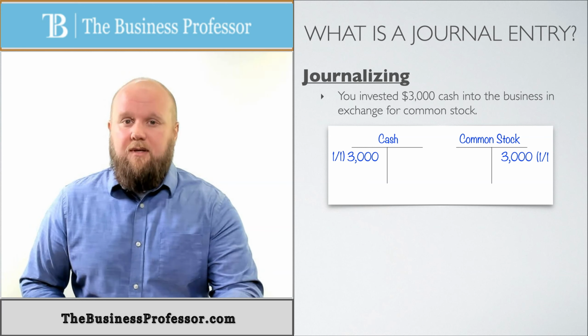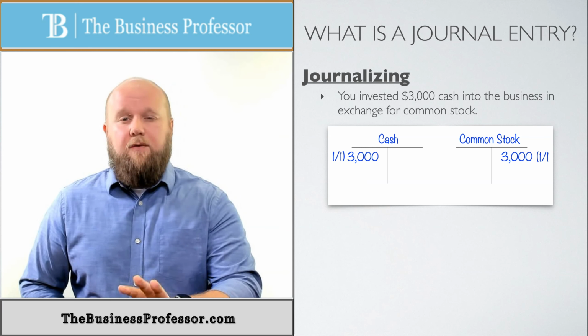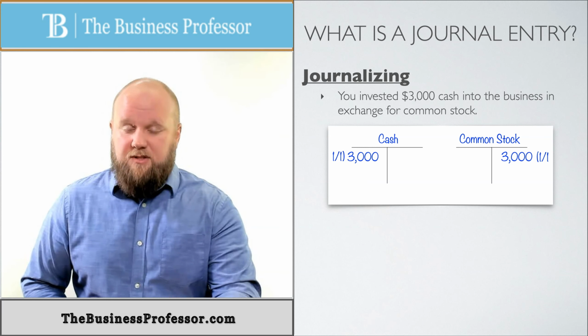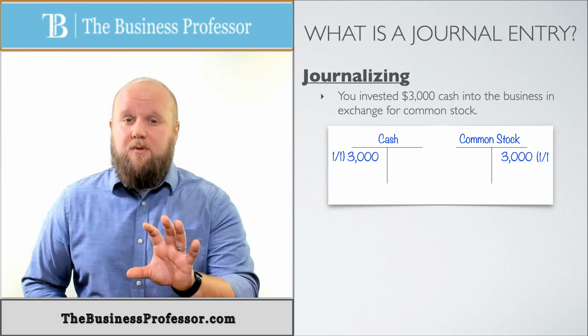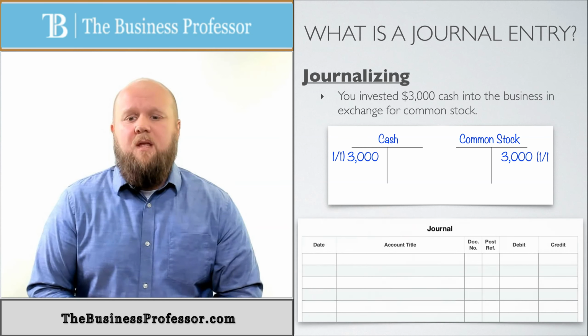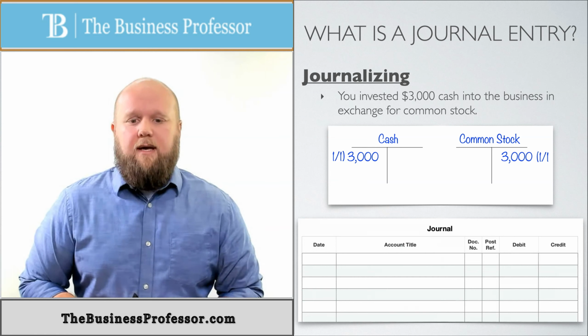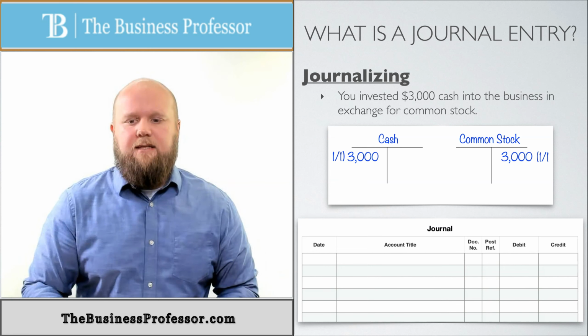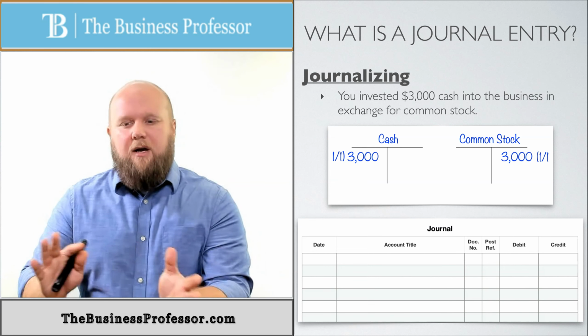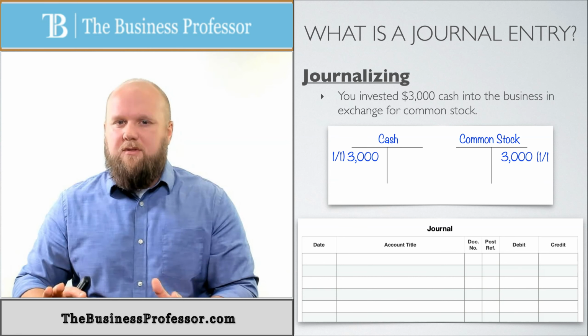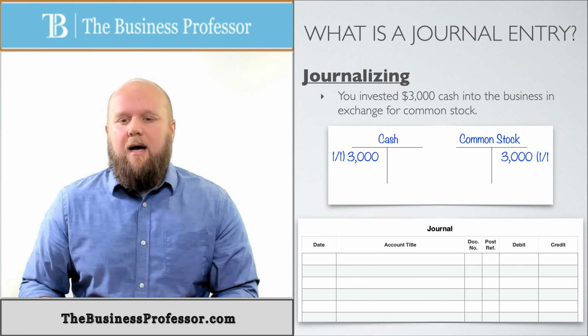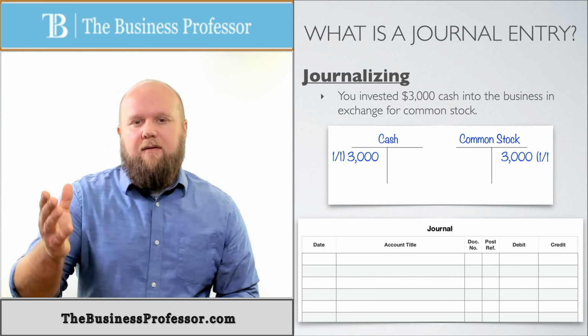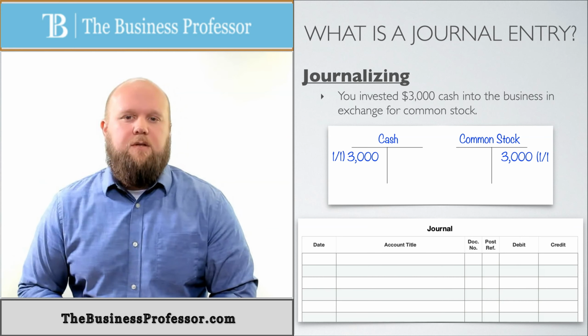But that's the T-tables. Now let's take a look at what it would look like for a journal entry, because again, this is the specifics. This is how it has to look. This is where the structure comes into play. So this is what it looks like to be a journal. Okay, we have different columns. We have dates. We have account titles. You have document numbers. We're not going to use those. Post references, we're not going to use those. Those are more really in-depth accounting. I'm just getting you through the basics. And then we have a column that's specifically for debit and one specifically for credit.